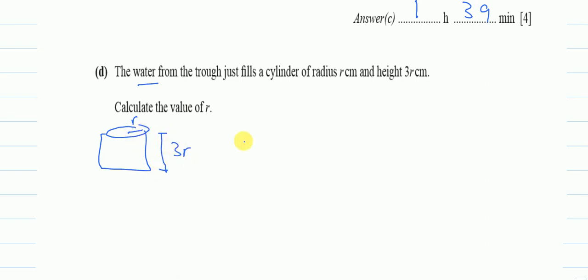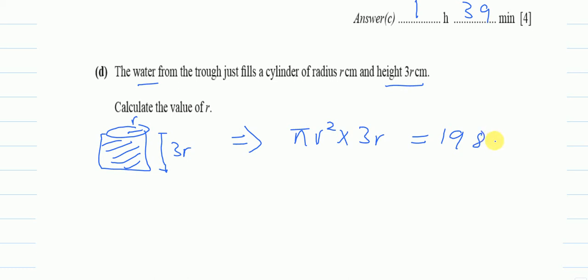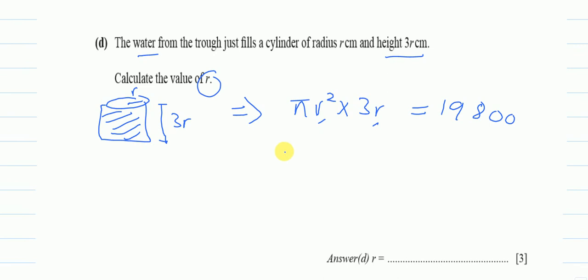This length is 3r. The volume of the cylinder is pi r squared times its height. This time my height is 3r. This is the formula for the volume of the cylinder, and they have used exactly the same volume, and it has filled the cylinder completely. So the volume of the cylinder equals the volume of the water, which is 19800. In this formula, r is the subject, so let me finish my working, just simple algebra now. r times r squared is r cubed, so I now have 3r cubed pi equals 19800.